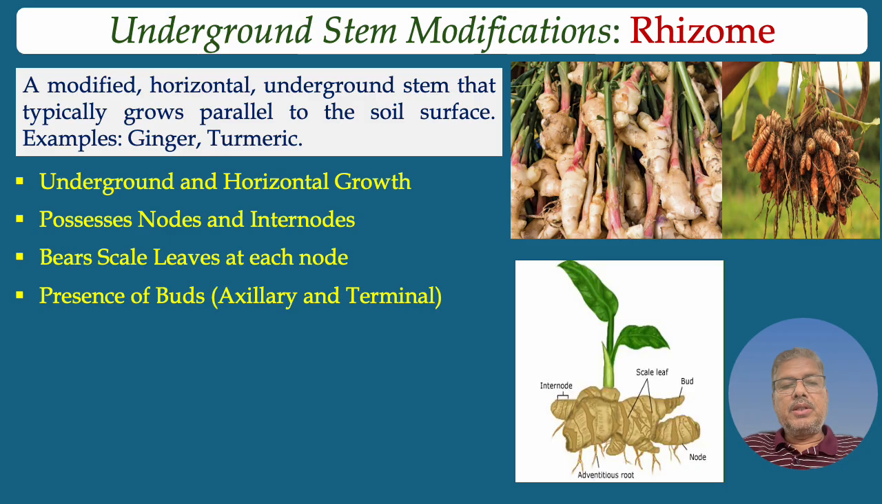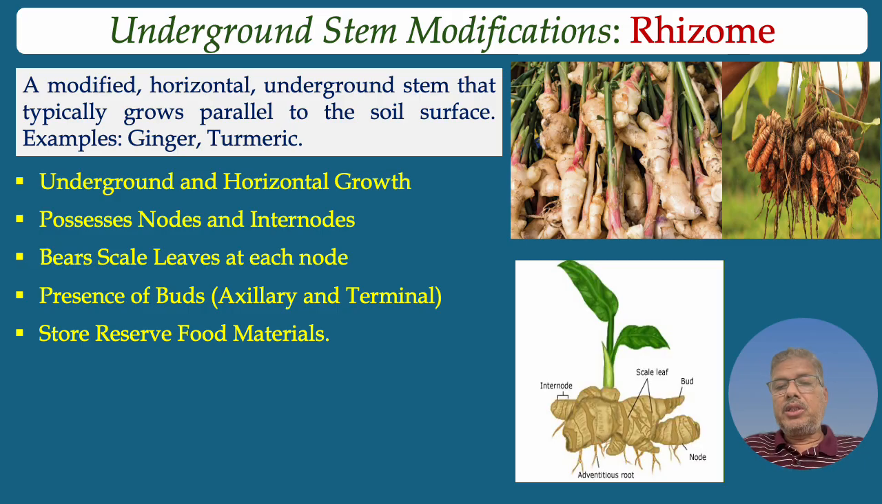Presence of buds, that is axillary and terminal. Rhizomes bear buds in the axils of the scaly leaves, that is axillary buds, and often a terminal bud at the tip. These buds are crucial for the growth of the new aerial shoots and roots. The food storage. A primary function of the rhizome is to store reserve food material.